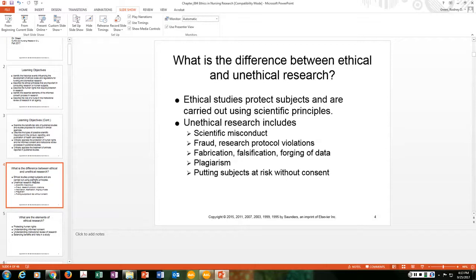So ethical studies protect subjects and are carried out using scientific principles, while unethical research includes these areas: scientific misconduct, fraud, violations of a research protocol, fabrication, falsification, forging of data, plagiarism, and putting subjects at risk without consent.